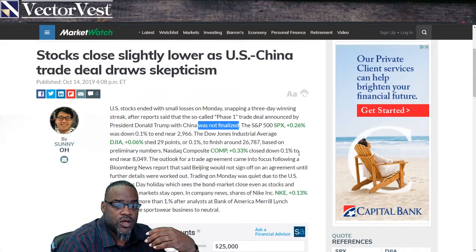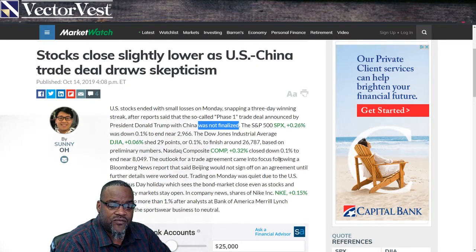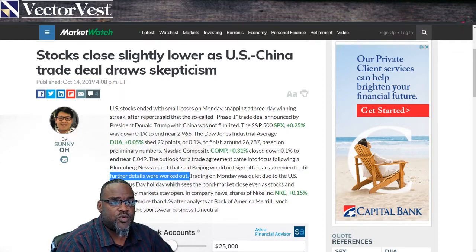And closed down 0.1% to end near 8,049. The outlook for the trade agreement came into focus following a Bloomberg news report that said Beijing would not sign off on the agreement until further details were worked out. Interesting, right? What else is moving the market?